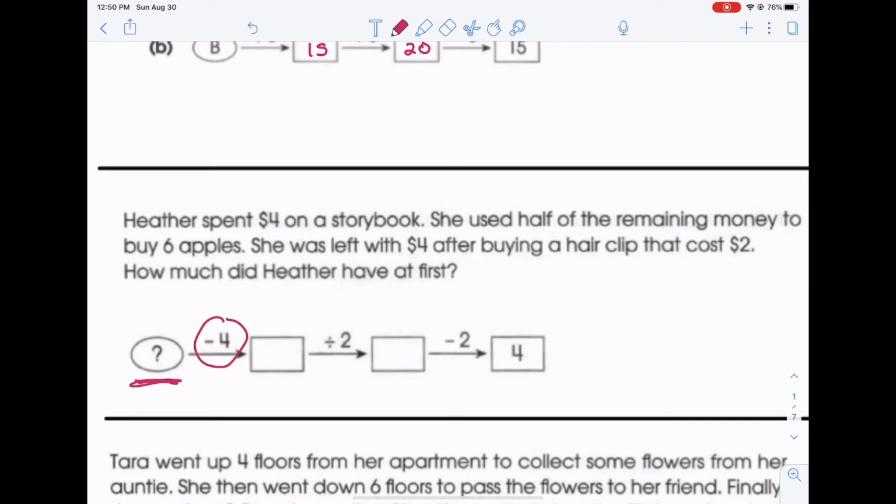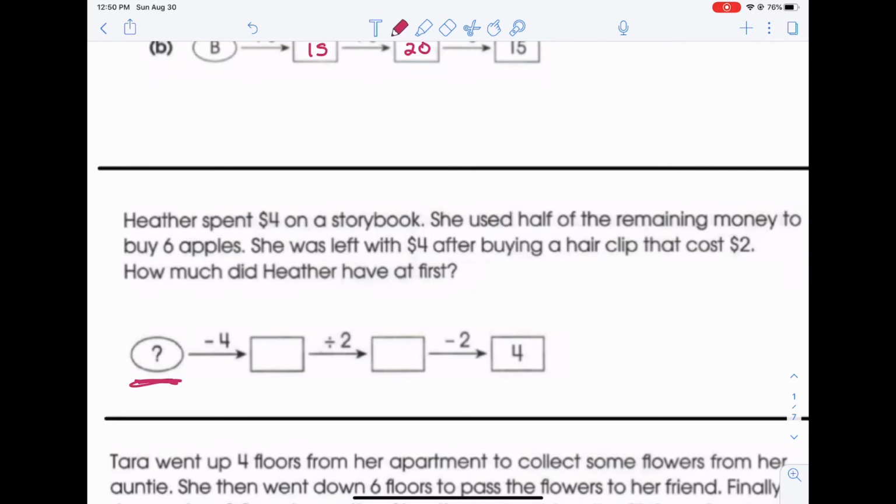We lost $4. She used half of the remaining money. So when we use half of it, that means we're dividing by 2. So that's why we have a division by 2. And then she is left with $4, so they give us our final number, after buying a hair clip that cost $2. So again, just like she spent $4 in the beginning, we minus 4.